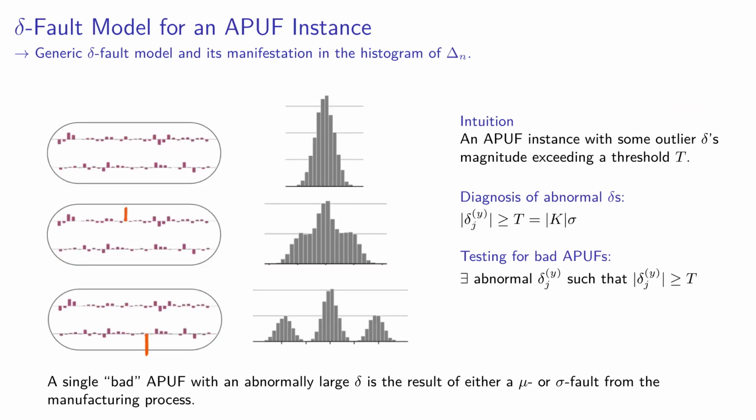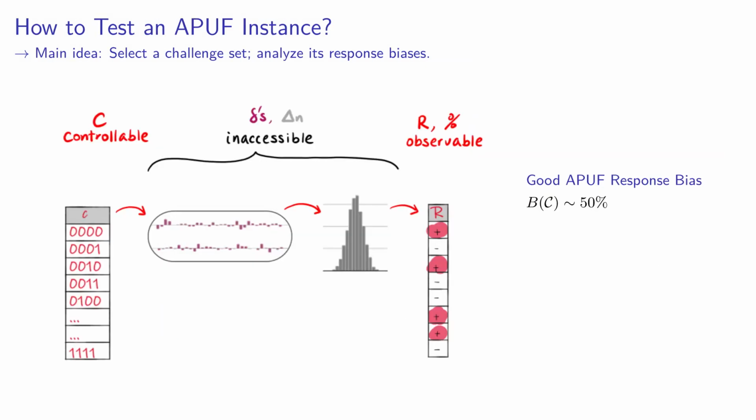When testing an individual bad APUF, rather than a batch coming off the same production line, one will not be able to tell if an abnormal delta is the result of a mu or sigma fault. Thus, it's important to define a more generic delta fault model for individual APUF instances, in which a delta is considered abnormal if its magnitude exceeds some threshold T. This threshold can be chosen based on the fault intensity K and process variation sigma deemed acceptable by a manufacturer. Using the delta fault model, we will now present the main idea of testing and diagnosing such a fault.